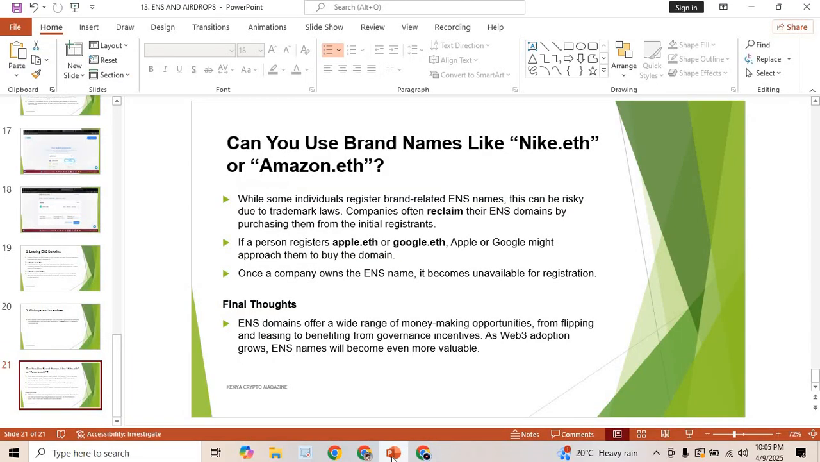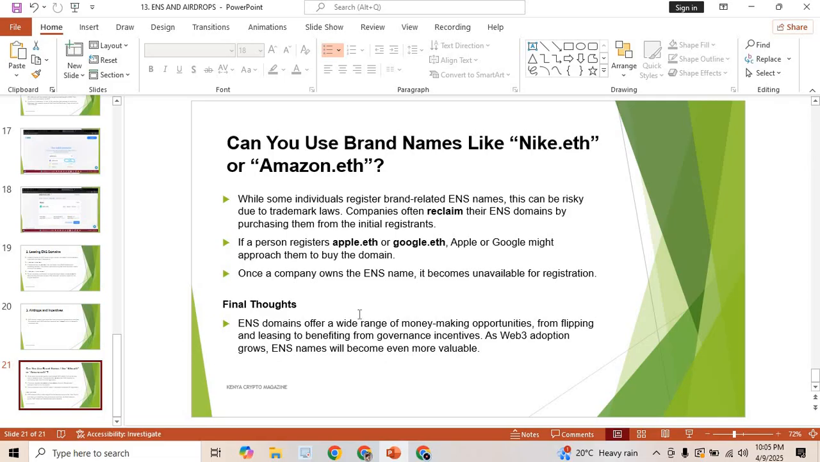So just to cover the last part of this class, can you use brand names like Ethereum.eth or Amazon? Yeah. While some individuals registered brand-related ENS, this can be risky due to the trademark. I think someone had mentioned this. Trademark laws, companies often reclaim their ENS names by purchasing them from the initial registrant. So if a person registers apple.eth or google.eth, Apple or Google might approach them to buy that domain. Once the company owns that ENS, it becomes unavailable for registration. I think we've done this already.